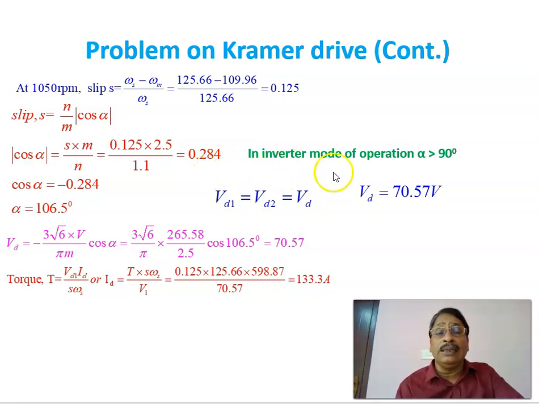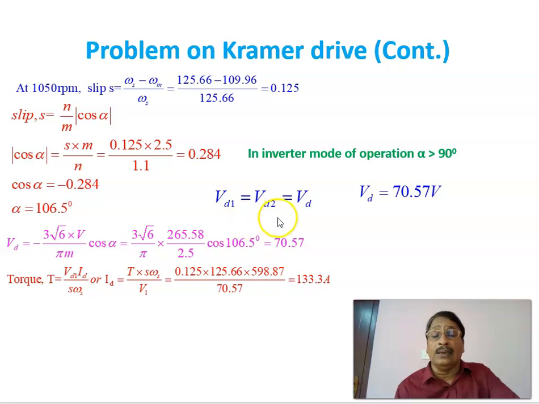Now, in inverter mode of operation, you know that the firing angle will always be more than 90 degree. Therefore, from the modulus of cos alpha, cos alpha will be equal to minus 0.284. Corresponding to minus 0.284, the firing angle is 106.5 degree. Therefore, the firing angle is more than 90 degree, equal to 106.5 degree.